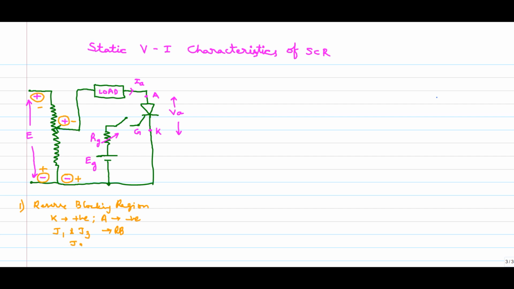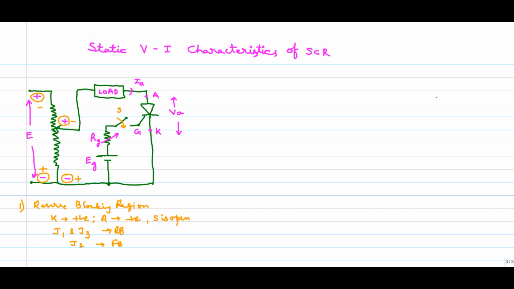And J2 is in forward bias. So here we made S2 open. Okay, S is a switch here. So this switch is called S. So we are not making it close, we are simply opening it. That means we are not giving any gate voltage through the gate cathode terminals. Okay, so this is the structure of the reverse blocking region.